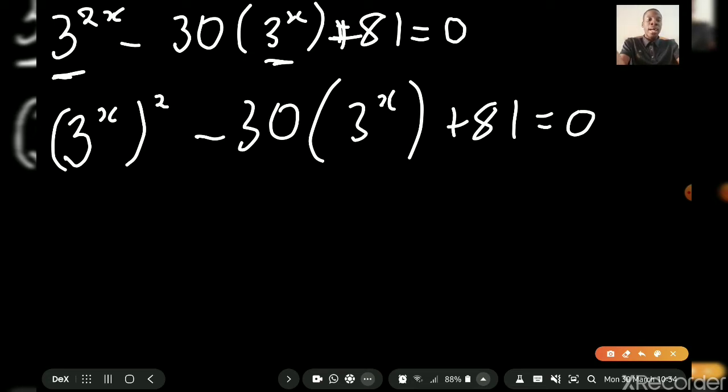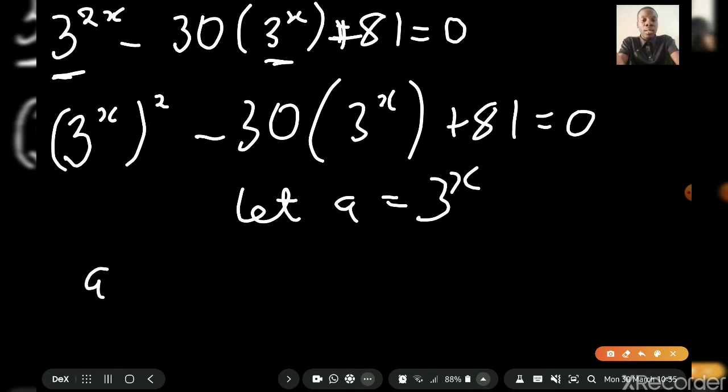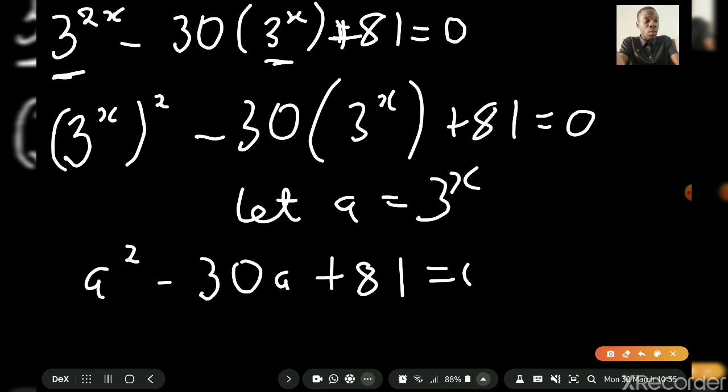Now that I have 3 raised to the power x standing alone in my equation, I can let any variable, so I can say let a be equal to 3 raised to the power x. What it means is that wherever I see 3 raised to the power x, I can put a there. So substituting a into the equation, I'm going to get a squared minus 30a plus 81 is equal to 0. At this point, I've been able to transform my exponential equation into a quadratic equation. So I will then proceed to solve my quadratic equation.